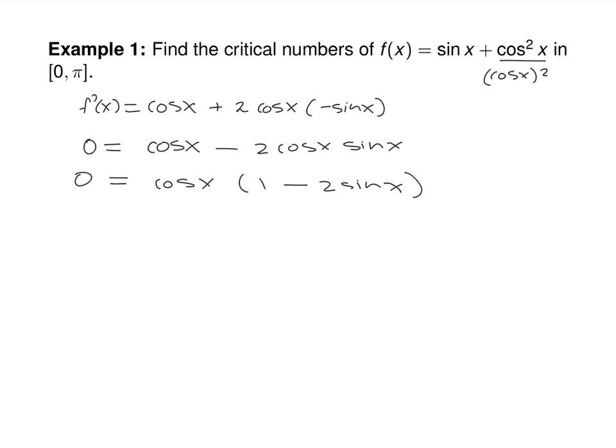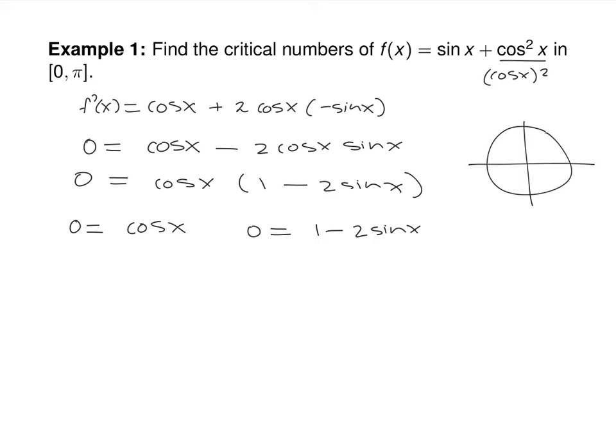So when is 0 going to equal cosine x? And when is 0 going to equal 1 minus 2 sine x? If nothing else, you guys have gotten better at the unit circle. So where is cosine 0 in between 0 and pi? Pi over 2. Yep, and only pi over 2 in this case because we're only looking in between 0 and pi. So no need to say plus pi n.